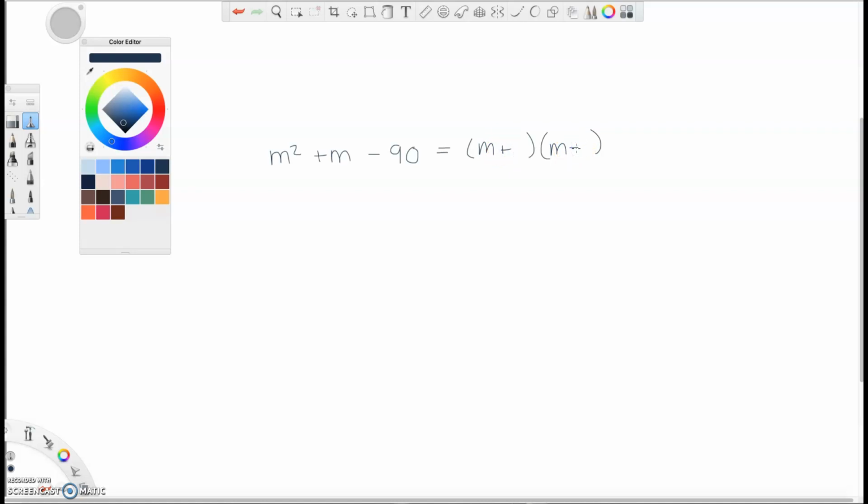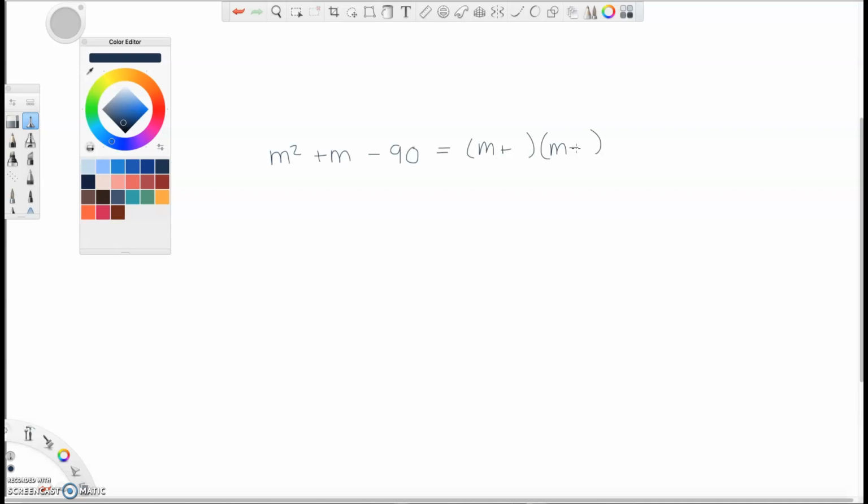So think about the term 90. Is there anything that multiplies to give you 90 but adds to give you 1? All right? So the first thing that I think of is actually, what about 9 times 10, right? I know the difference between 9 and 10 is 1. I know that 9 times 10 is 90, so that should work.